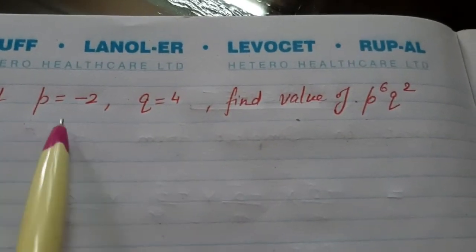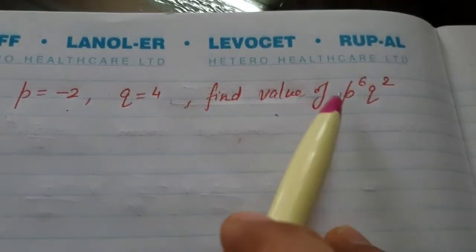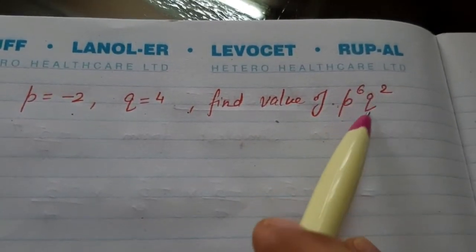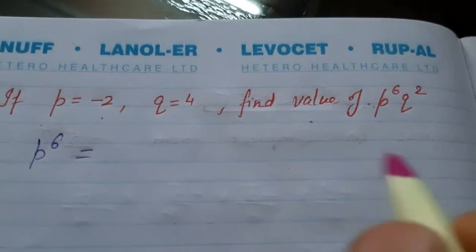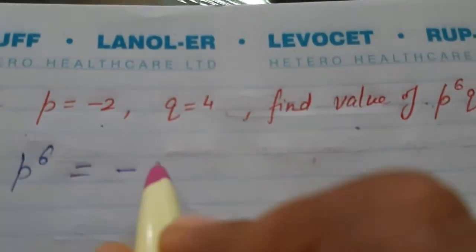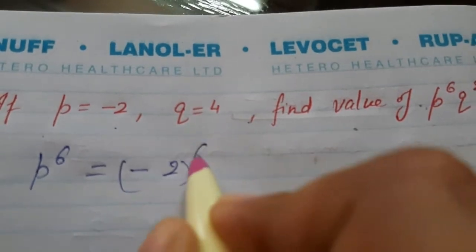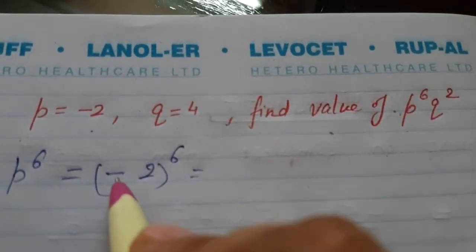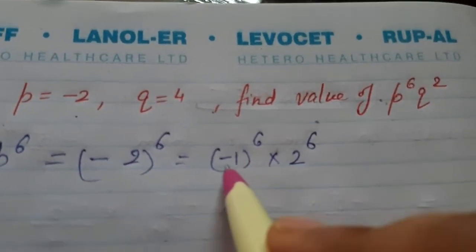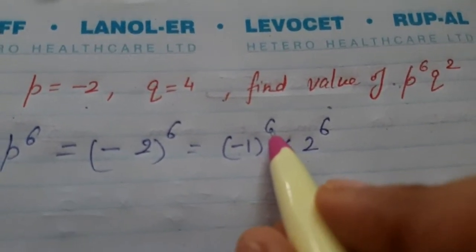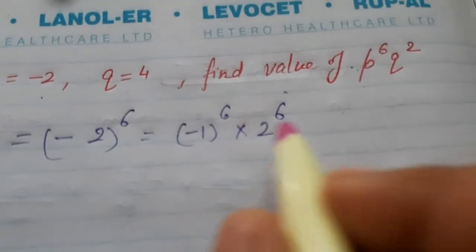Next is, if P is minus 2 and Q is 4, then what will be the value of P raised to power 6 and Q square? So first of all, we will find out P raised to power 6. So P raised to power 6 will be minus 2 raised to power 6. So minus 1 raised to power 6 into 2 raised to power 6. And negative raised to power even number, that will be positive.